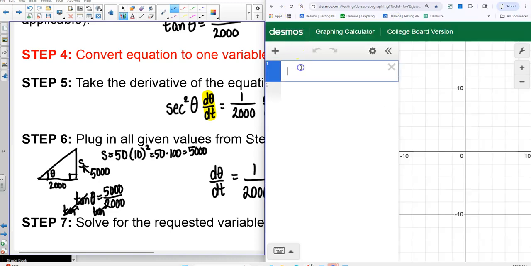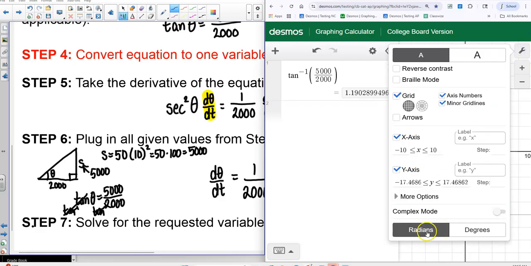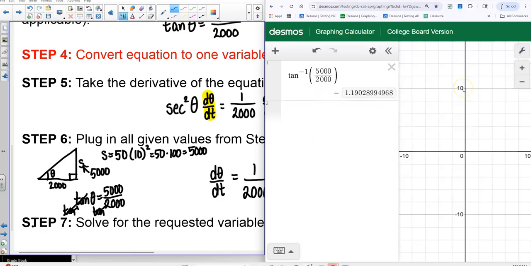And we are going to do tangent inverse of 5,000 over 2,000. I think, yeah, we're in radians. You want to be in radians. So we are getting 1.19. Remember, that's radians, not degrees, so that's a reasonable answer, right? So 1.19028. You might want to keep that whole thing. So theta is going to be 1.19028, and so on.